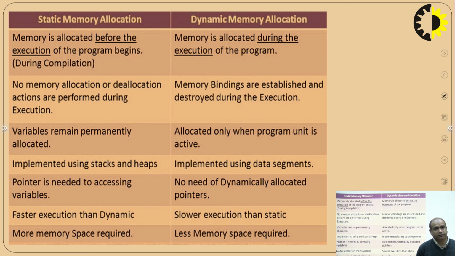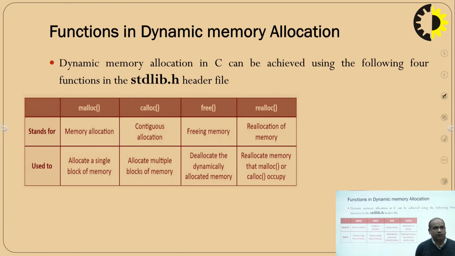The only disadvantage with dynamic memory allocation is that it is slower than the static one. For the rest, we get the advantage of dynamic memory allocation, and we will frequently use it in data structures also. Next, we are talking about the functions of dynamic memory allocation. Dynamic memory allocation can be achieved using the following functions that are included in the stdlib.h header file. There are four functions we will discuss here.